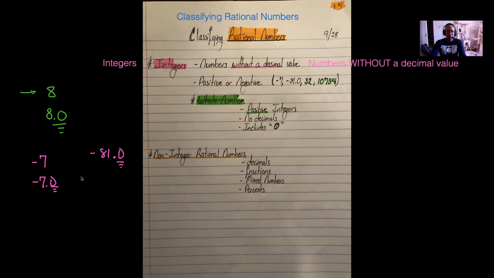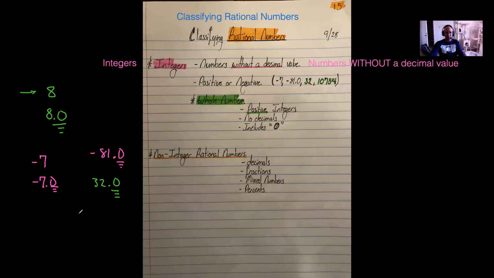What about some positive numbers like 32? Again, 32 is the same thing as 32.0. It has no decimal value. That 0 doesn't make it larger or smaller. So therefore, it is an integer.